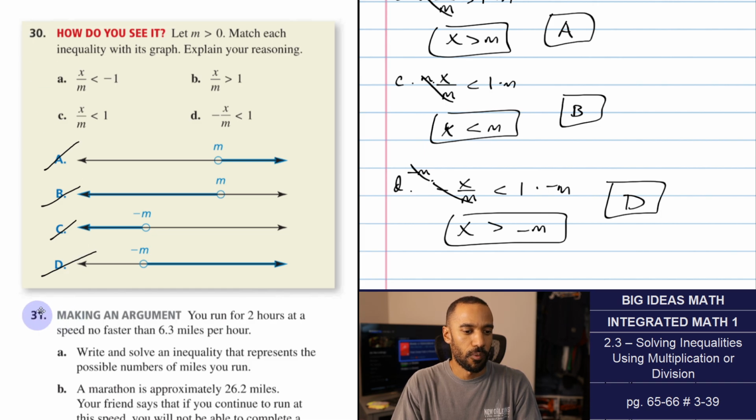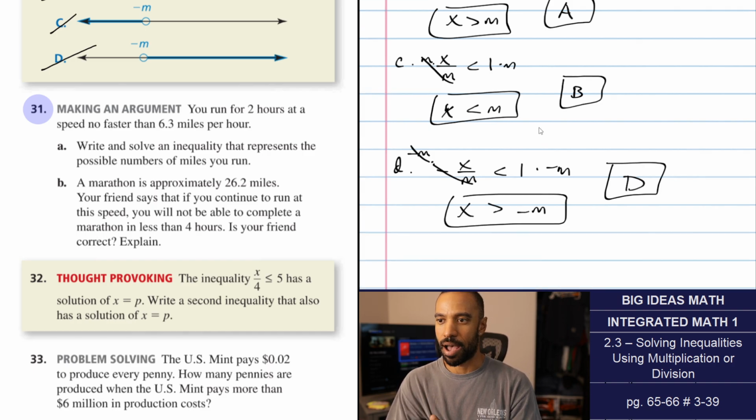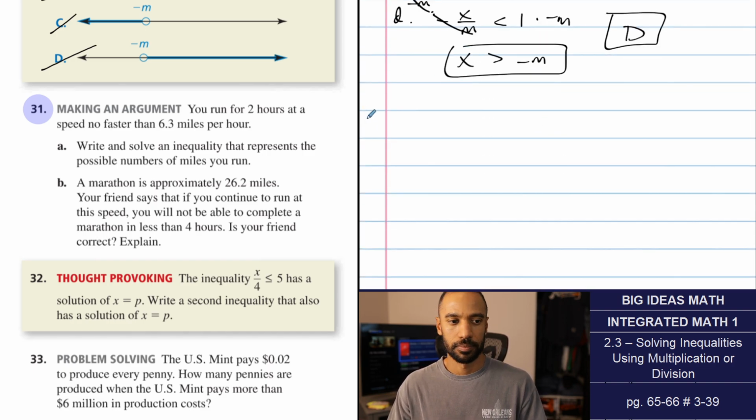All right, number 31, making an argument. You run for 2 hours at a speed no faster than 6.3 miles per hour. I'm thinking that's slow for my pace. Write and solve an inequality that represents the possible number of miles you can run. You run for 2 hours. That's kind of a long time. No faster than 6.3 miles per hour.